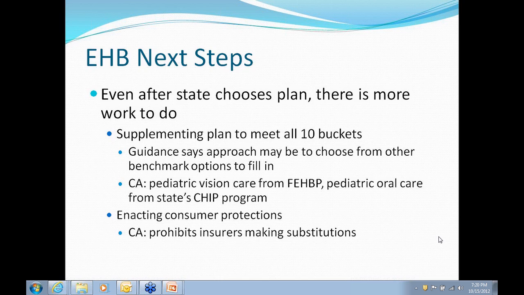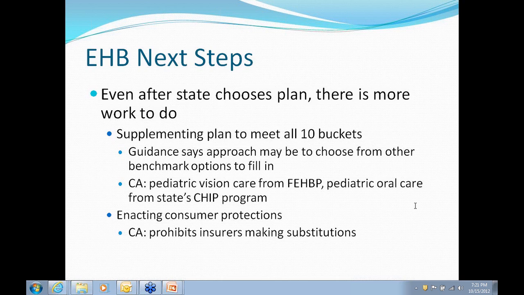As an example of what a state has done, California, which has adopted legislation selecting a plan for their EHB, decided to fill the bucket of pediatric vision care by borrowing from the Federal Employees Health Benefit Plan, which is a relatively generous plan, and to meet the pediatric oral care bucket by borrowing from the state's CHIP program, the program that's for children.